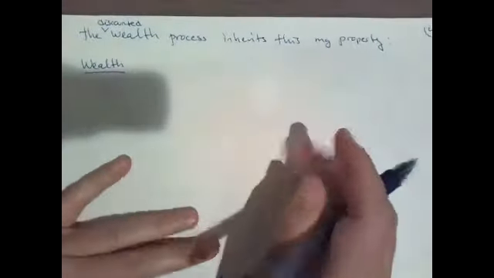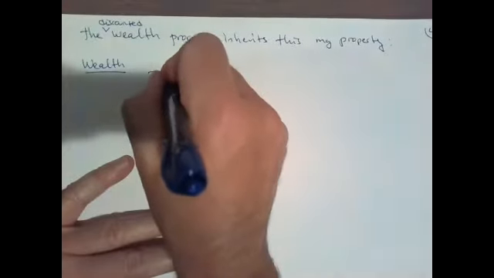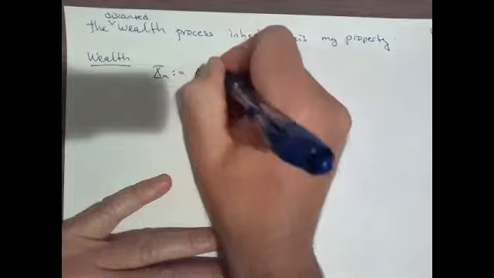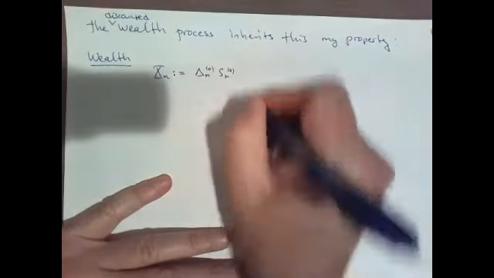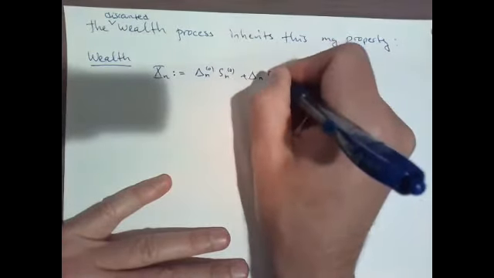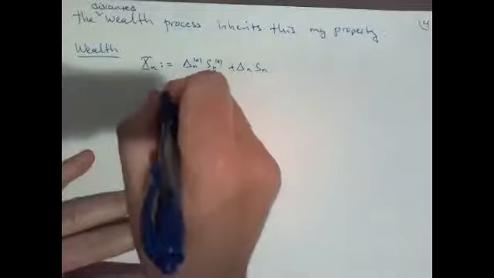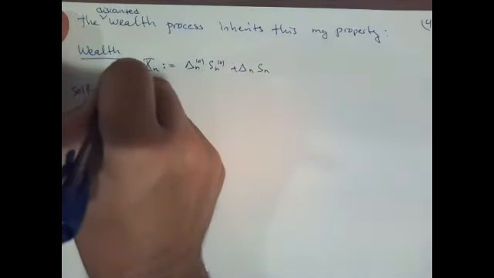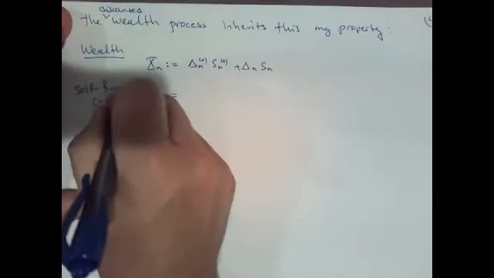So first we look at the wealth, and the wealth is Xn, so this is the definition. You look at the number of money market account units you have times the money market account, plus the number of shares you have times the share price. And that's your wealth. And as we talked about, there is a self-financing condition.